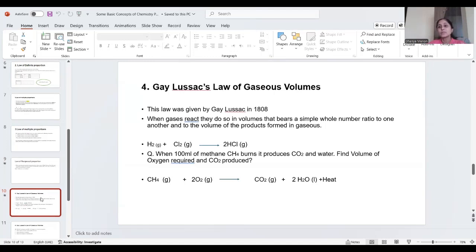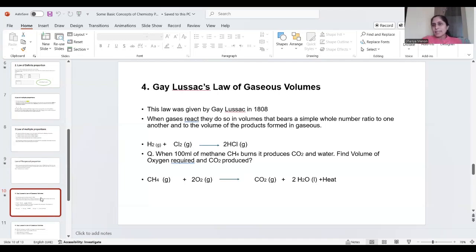Okay, this mainly deals with gaseous elements. So as the statement suggests, when gases react, they do so in volume, and they bear again a ratio. So as I told in the beginning of the lesson itself, these laws help us to determine how much mass of the reactants reacted or in what ratio they react. Okay, how much percentages of the reactants are reacting. So we were dealing with all these, right?